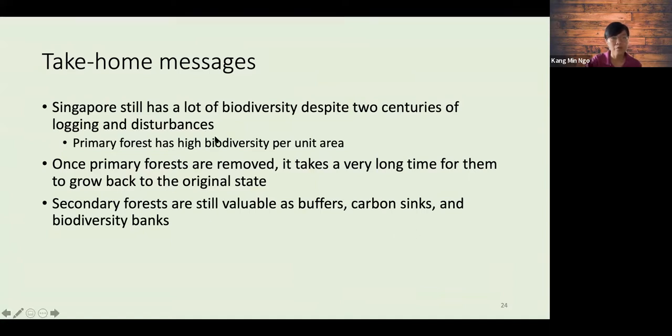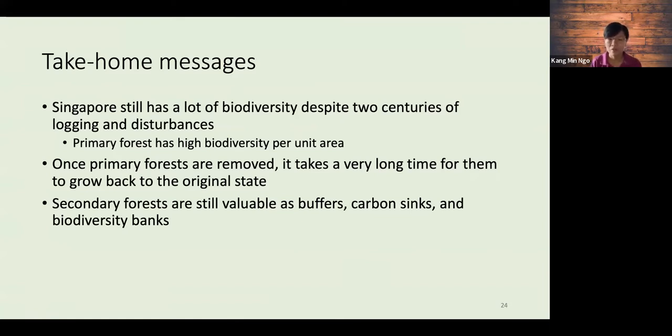But those areas that were not cut still have a lot of diversity, and these are areas that we should protect, especially the primary forest areas like Bukit Timah and the MacRitchie and the Central Nature Reserve. Once primary forests are removed, it takes a very long time for them to grow back. So it's better that we keep them as they are, rather than cut them and then plant them back again. Because even if you plant them, they're going to take decades and centuries to grow back to the original size.